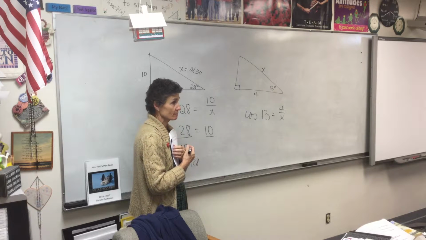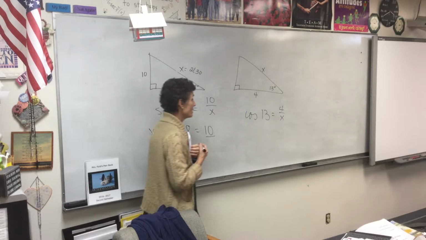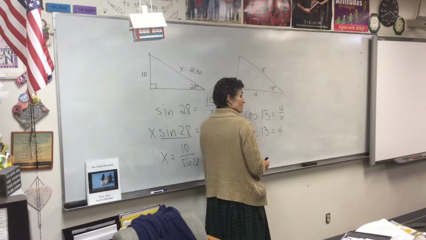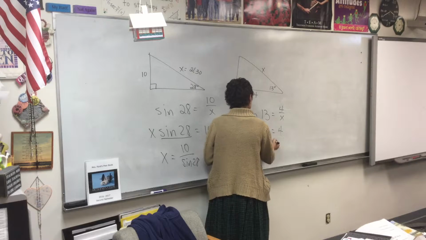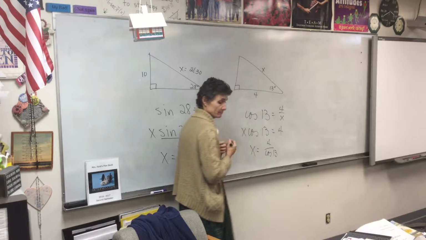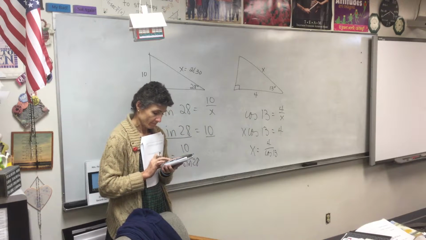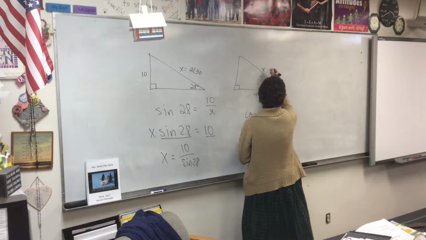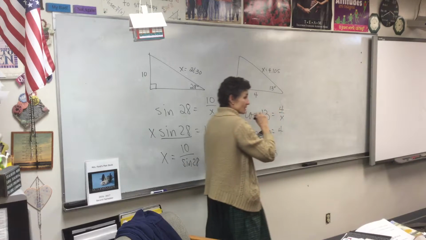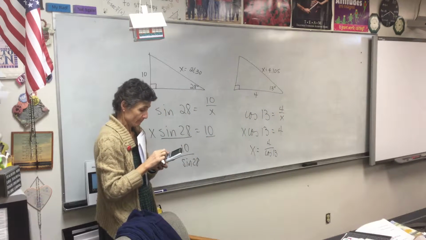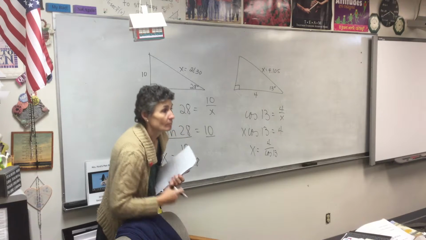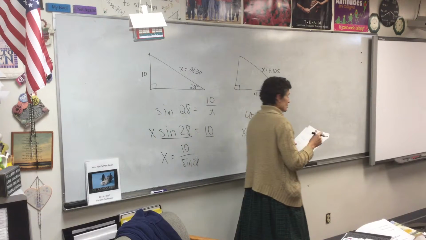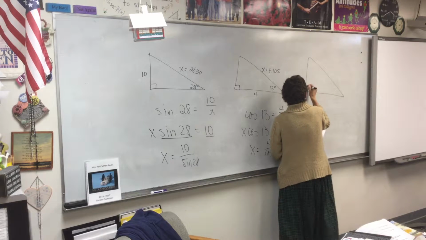So what do we do next? Don't go to your calculator yet. What do we have to do next? Multiply by x to get rid of the fraction, and then divide by cosine 13. So x equals 4 over cosine 13. So that's, I got 4.105. I don't know, what do you think? Is that what you got? I didn't give any rounding instructions, so I just want to make sure you're getting this number. We all want to be getting this number.